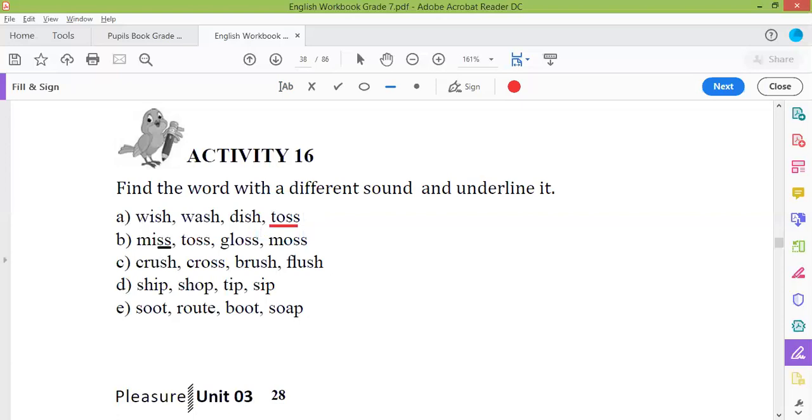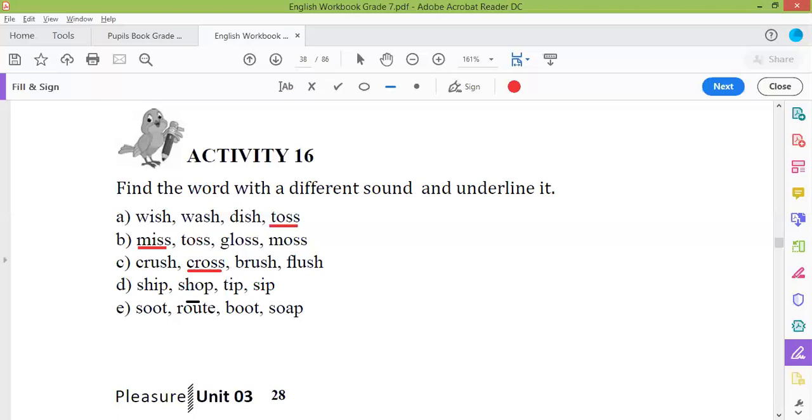Next one. Miss, toss, gloss, moss. Gloss. Why gloss? Now these are all os sounds. See the pattern? Miss. Yes, this is the is sound. The others are o sound. Right? Next one. Crush, cross, brush, flush. Cross. There are three sh sounds and only one s sound. So this is the odd man. Different word.